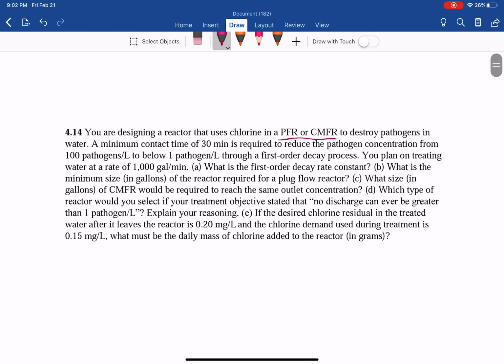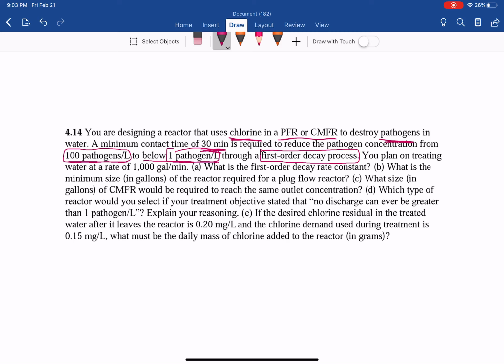Chlorine, the main objective of chlorination is to kill pathogenic bacteria, and water, of course. A minimum contact time, 30 minutes. Contact time means you are allowing the chlorine to be contacted with the bacteria in order to kill it. So you are allowing this to happen in 30 minutes. It's required to reduce the pathogen concentration from 100 pathogens per liter to below 1 pathogen per liter. So this is the C in, and this is C out. Through a first order decay process.